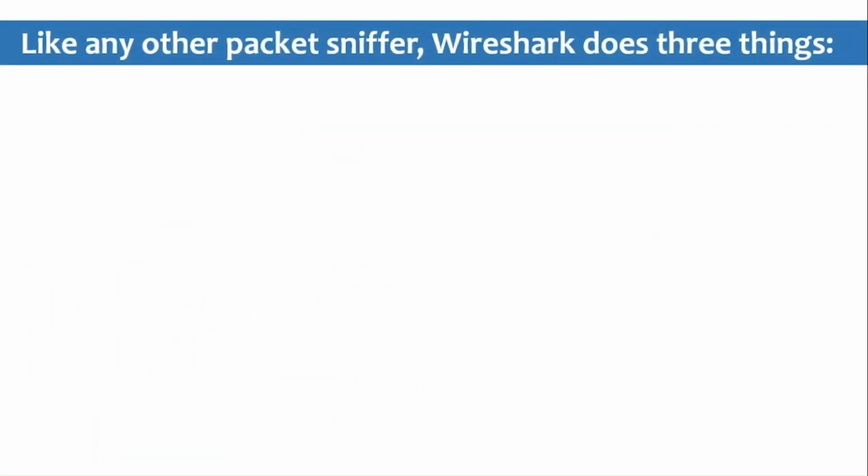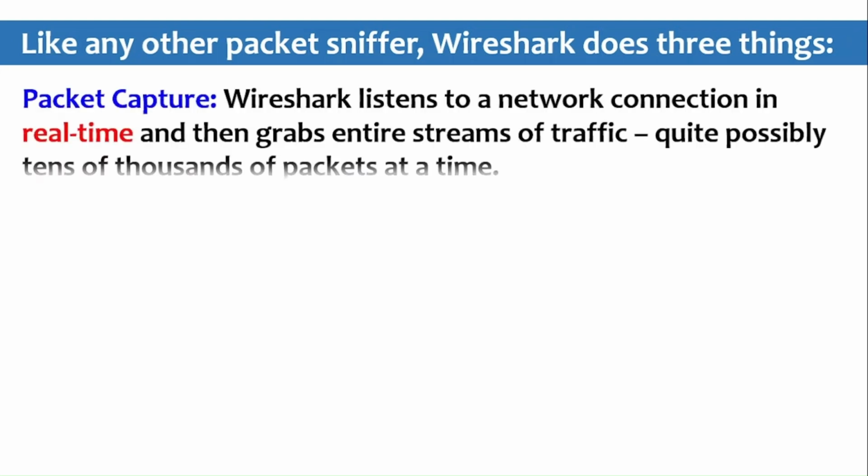Like any other network sniffer, Wireshark does 3 basic things. Packet capture: Wireshark listens to a network connection in real time and grabs the entire stream of traffic. Quite possibly tens of thousands of packets are captured at a given time. It's a real-time packet capture.